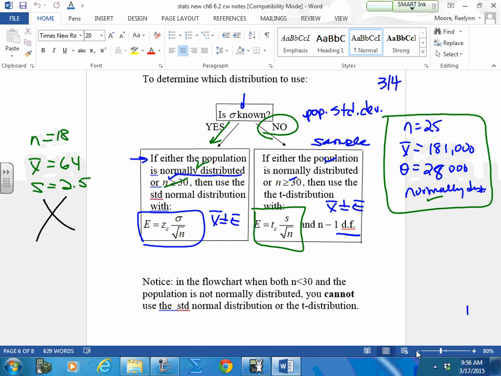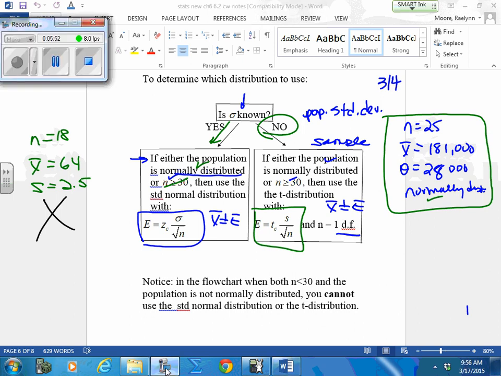And that's the big difference between using a z-score, that we did last unit, 6.1, and using a t-score, this one. Okay?